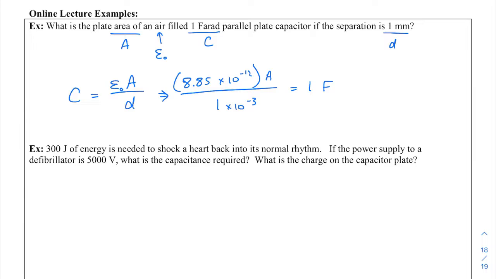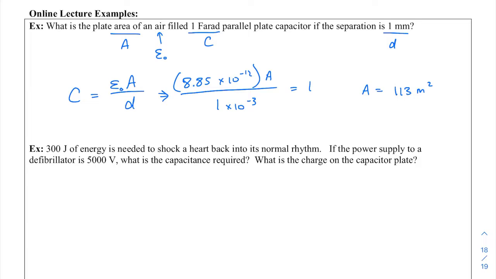And if you go through and do your calculation, I need to put the F. When you calculate it out, the area ends up coming out to be 113 square meters, and that's big. Like 113 square meters, that's like 10 meters by 10 meters squared.